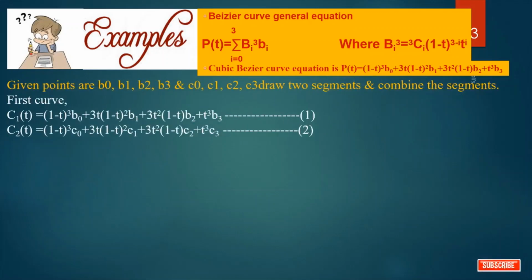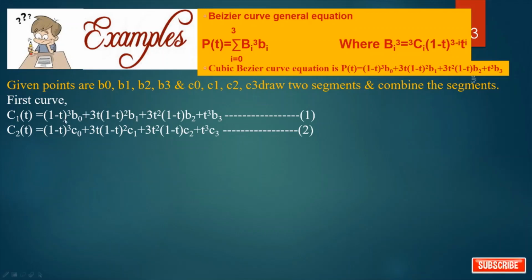Given points are B0, B1, B2, B3 and C0, C1, C2, C3. Draw two segments and combine the segments. So these are the control points for the first Bezier curve. These are the control points for the last Bezier curve. You have to join these two curves.